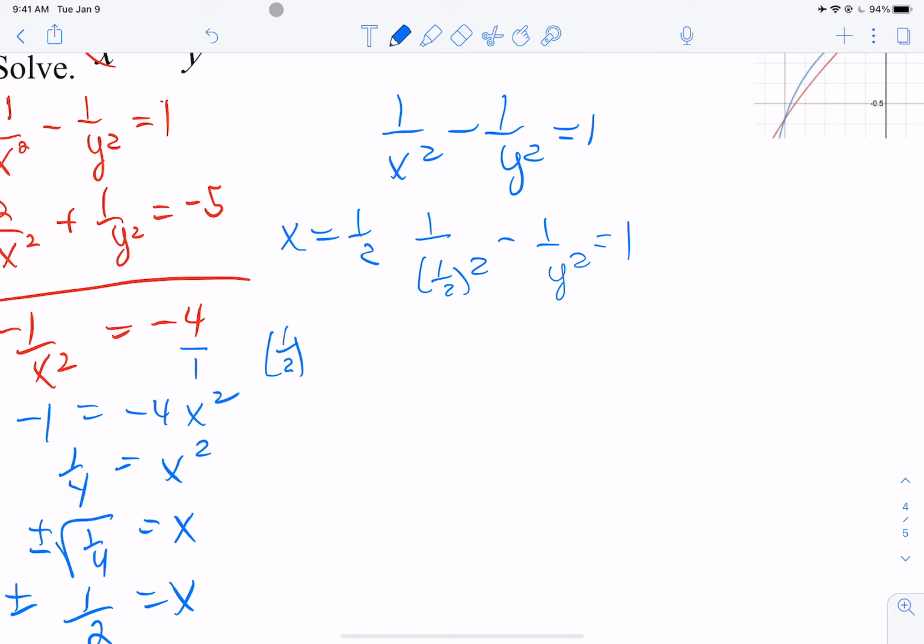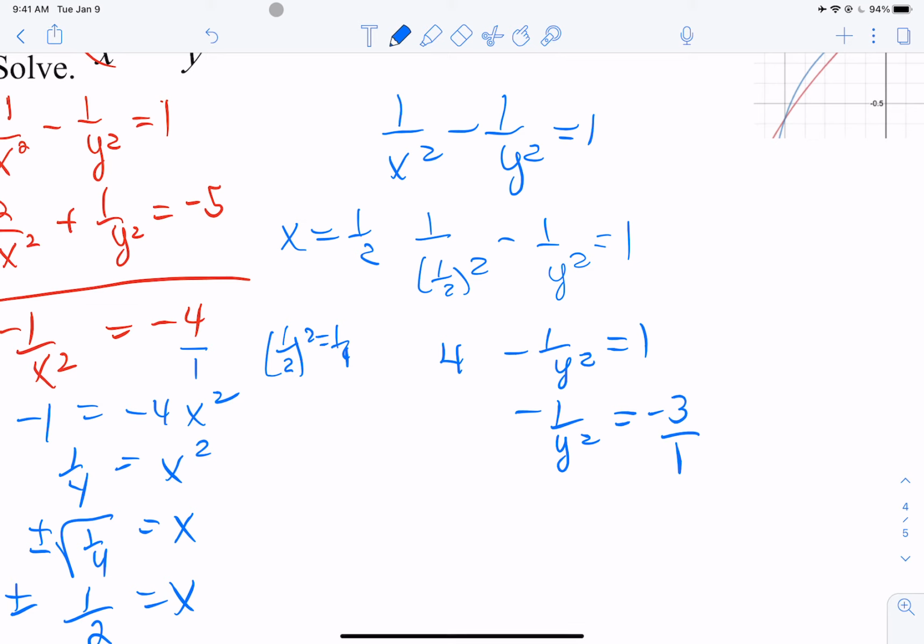1/2 squared is 1/4. 1 over 1/4 is 4. So this means the reciprocal of 1/4 is 4. That's what happened to the 4. Subtract 4 from both sides, which gives us negative 3. Put it over 1, so we can cross multiply. We get that negative 1 equals negative 3y squared. So y squared equals 1/3. So y equals plus or minus the square root of 1/3.